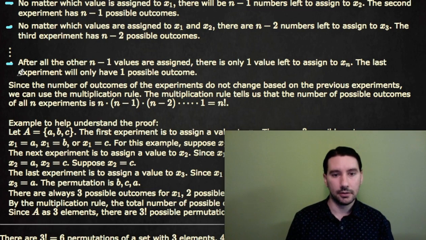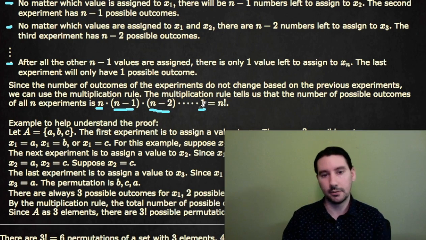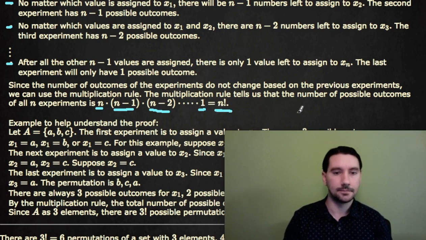Now, the numbers in each experiment don't change based on the outcomes or based on the choices we've made in the previous experiments. So we can use the multiplication rule. And if we multiply the outcomes in all the experiments, well, we had n in the first experiment, and then n minus 1 in the second, and n minus 2 in the third, and so on, it's going to go down by ones all the way till we get to 1. So n times n minus 1 times n minus 2 times n minus 3, all the way down to 3 times 2 times 1 in the end. And that is, by definition, n factorial.